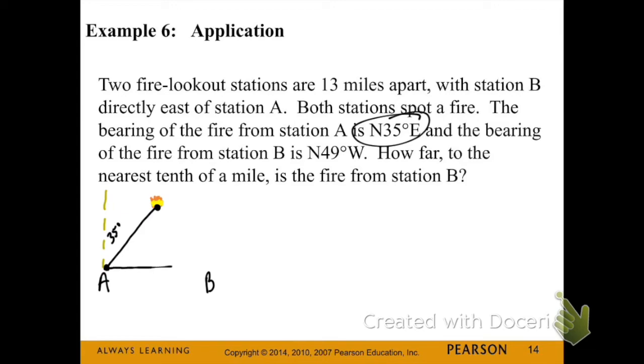So my angle right here, 35 degrees, so that's going to be a 55-degree angle for A. Again, for bearings, looking north, and then 35 degrees angled to the east. 35 degrees isn't what I want. That's not in my triangle, so I need to find its complement, which is 55. Same thing for B. The complement of 49 degrees is 41 degrees. And my two stations here are 13 miles apart. Now the problem is asking me to find out how far the fire is from Station B. So what I'm going to end up solving here is side A, little a.